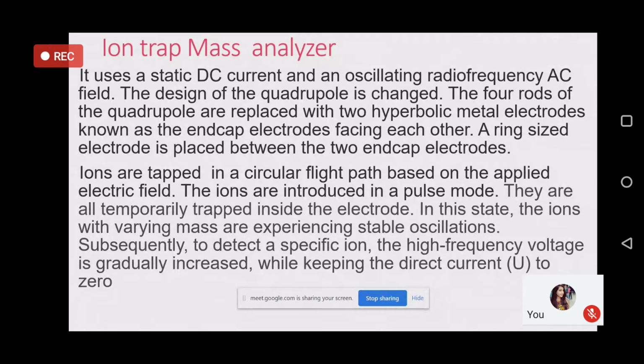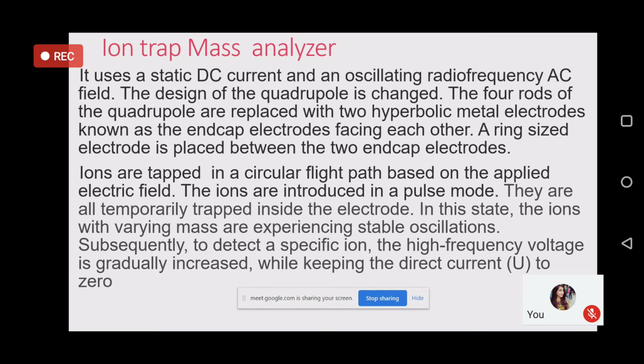The ions are trapped in a circular flight path based on the applied electric field. The ions are introduced in a pulse mode. They are all temporarily trapped inside that volume. Now, the electric field, as I said, is oscillating. It is a radio frequency electric field, and that will also produce an oscillating magnetic field. So the oscillating magnetic field will keep the ions in a circular path, maybe in opposite directions, as the oscillation frequency of that particular electric field changes.